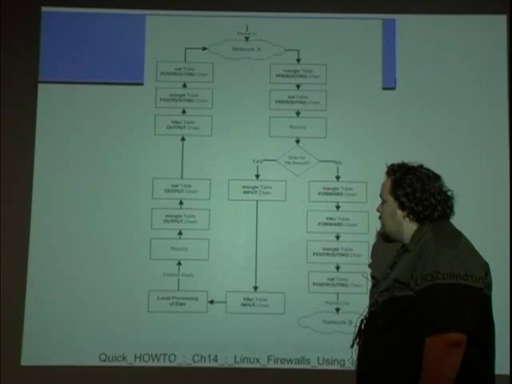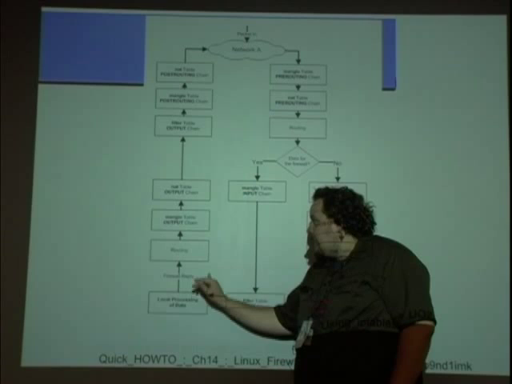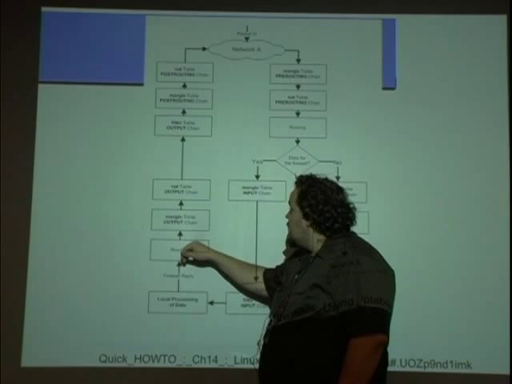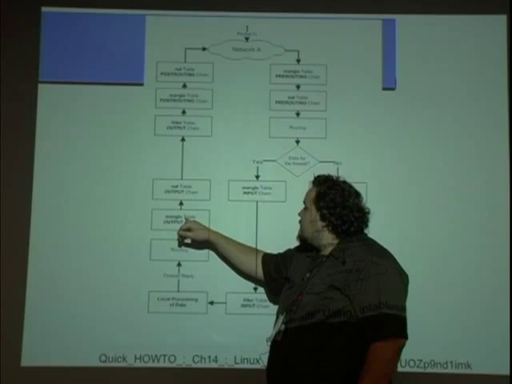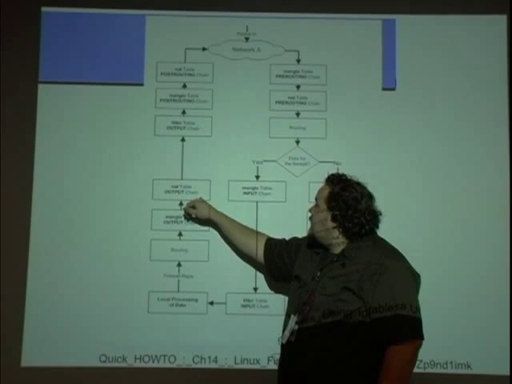Now we do data out. First, it hits the routing table. Where does it go? I don't know. We need to send it somewhere. Okay, it's determined where the routing is. Now we're going to go to the mangle table output chain. Then we're going to hit the NAT table output chain. And then we're going to hit the filter table output chain.